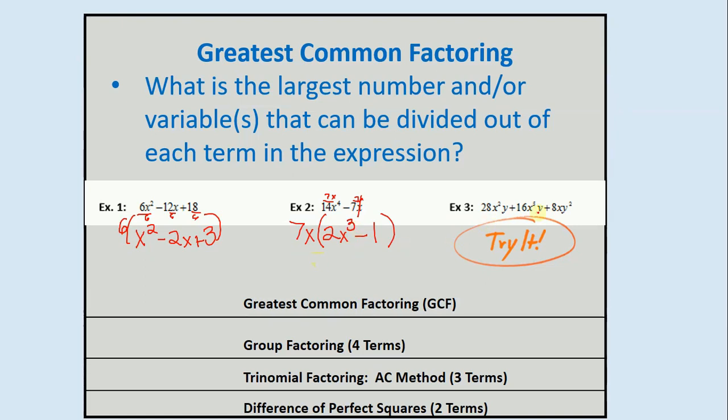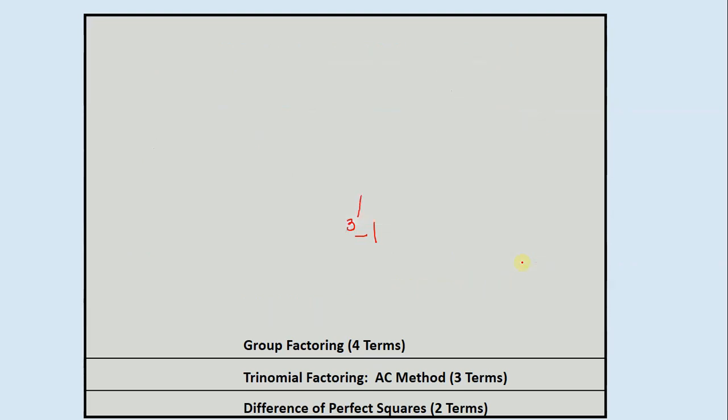What I want you to do is try the third example. We'll check them over in class when you get back, but try the third example on your own. See if you can find the GCF in that one.